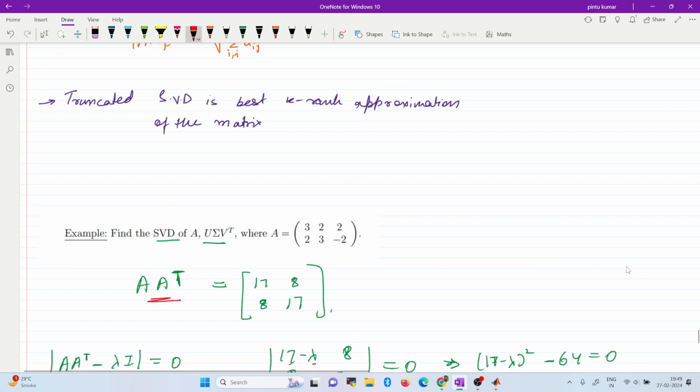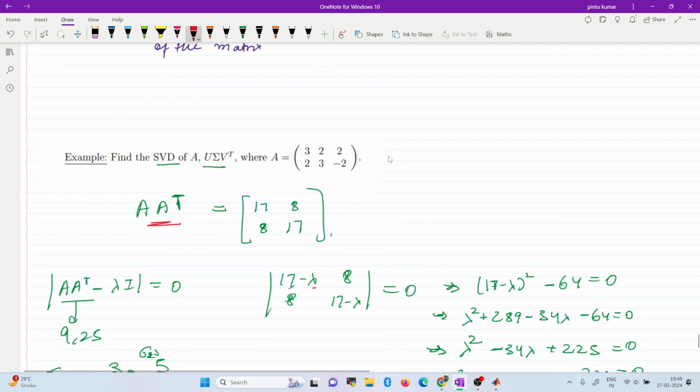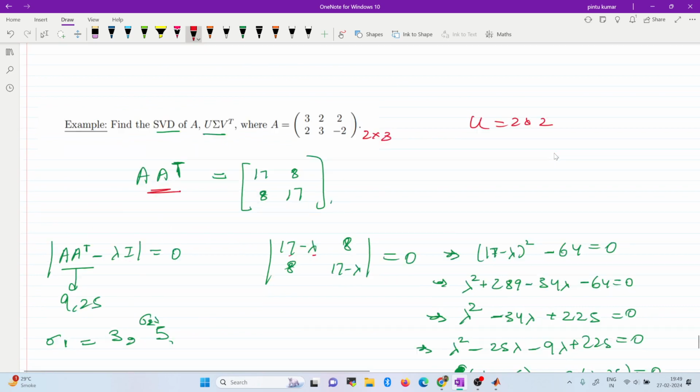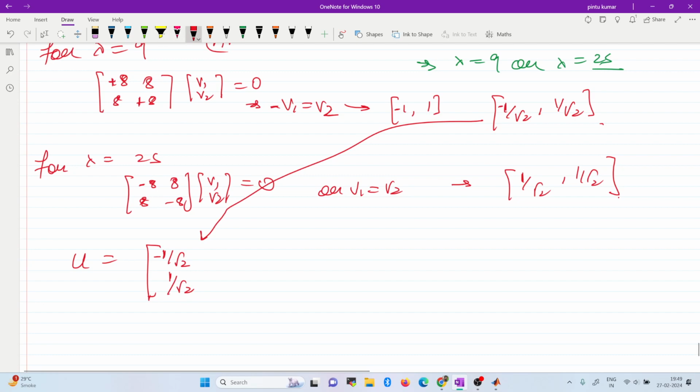Right. Now let's look at the dimension that we had. U is m cross m. Here A is 2 cross 3, so U should be 2 cross 2. So we have obtained our U. U is minus 1 by root 2, 1 by root 2. We are writing this vector over here in column form. Now again we will have 1 by root 2 and 1 by root 2.